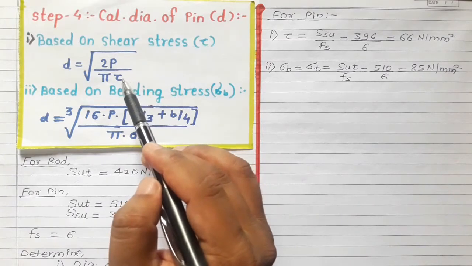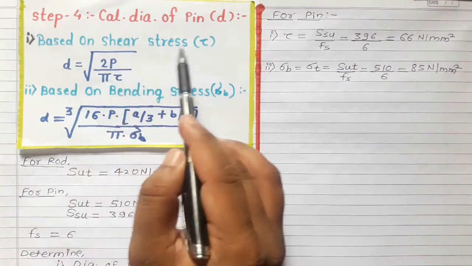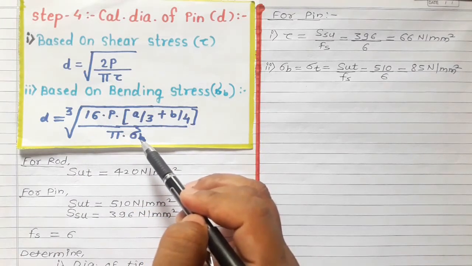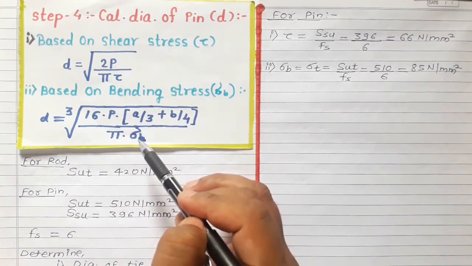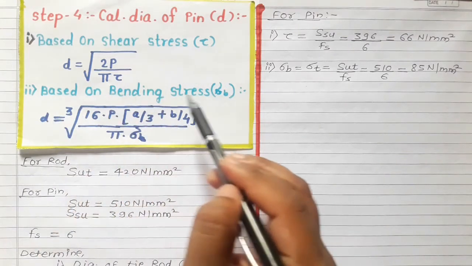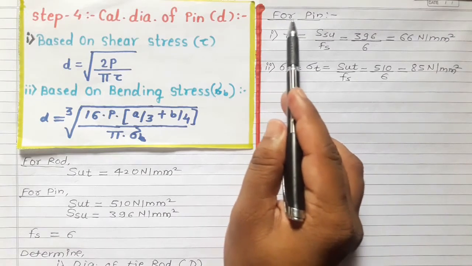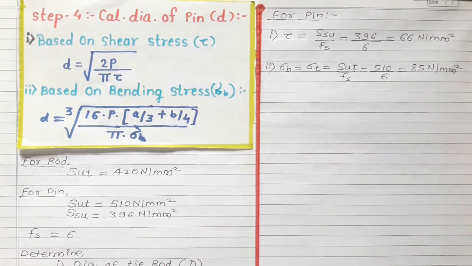have calculated first permissible shear stress, so that we can calculate the diameter of pin based on shear stress, and second permissible stress that we have calculated is permissible bending stress, so that we can calculate the diameter of pin small d based on bending stress. Okay, so these are the two permissible stresses that are required to calculate the diameter of pin.